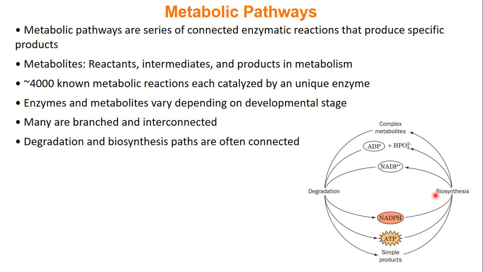So biosynthesis, we're going to make stuff. And when we make stuff, so we're going to make complex metabolites, we're going to use energy. So we're going to create ADP, and we're going to create NADP+. And we can take these complex metabolites and these spent energy sources, and we can degrade the metabolites and remake our energy sources. So we degrade our metabolites, we can remake energy in the form of ATP and NADPH. These can go back to biosynthesis and so on and so on.